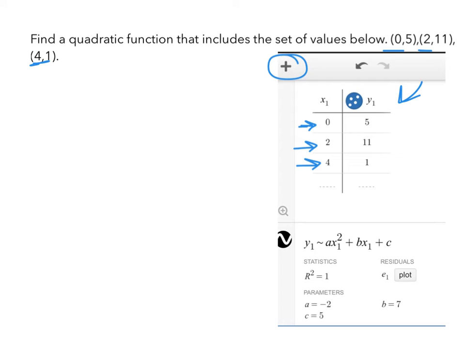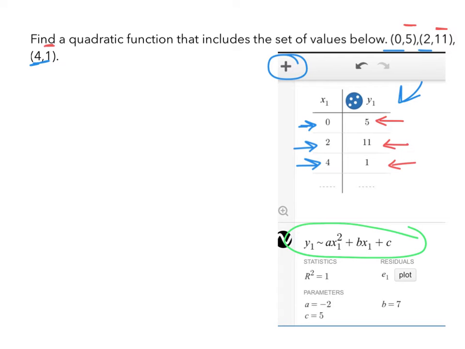So I enter those in. These are all the y values, 5, 11, and 1. So I enter those in, 5, 11, and 1. This is the part that you got to remember. So you do y sub 1, so it's this little 1. When you type in the little 1 on Desmos, it automatically puts it as a subscript. Then y sub 1, tilde, a x sub 1 squared.